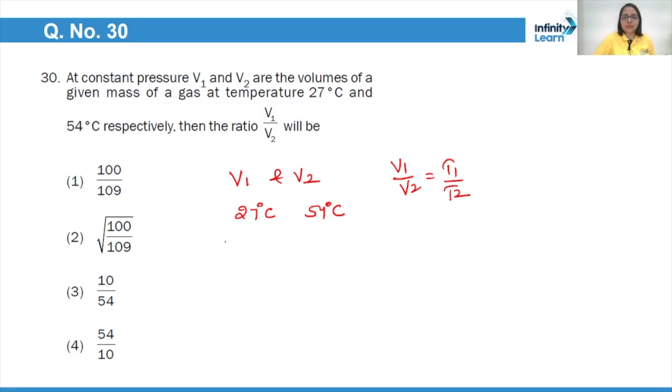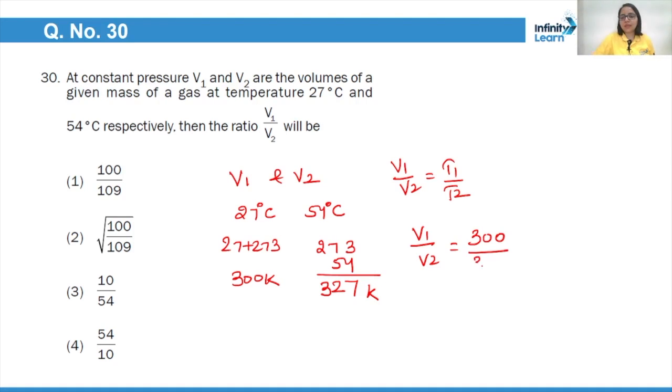T1 is 27 plus 273, that is 300 Kelvin, and T2 is 273 plus 54 degrees Celsius. So this will be in Kelvin, 327 Kelvin, right? So V1 upon V2 will be T1 upon T2, that is 300 divided by 327, which is 100 divided by 109. So correct answer is option 1.